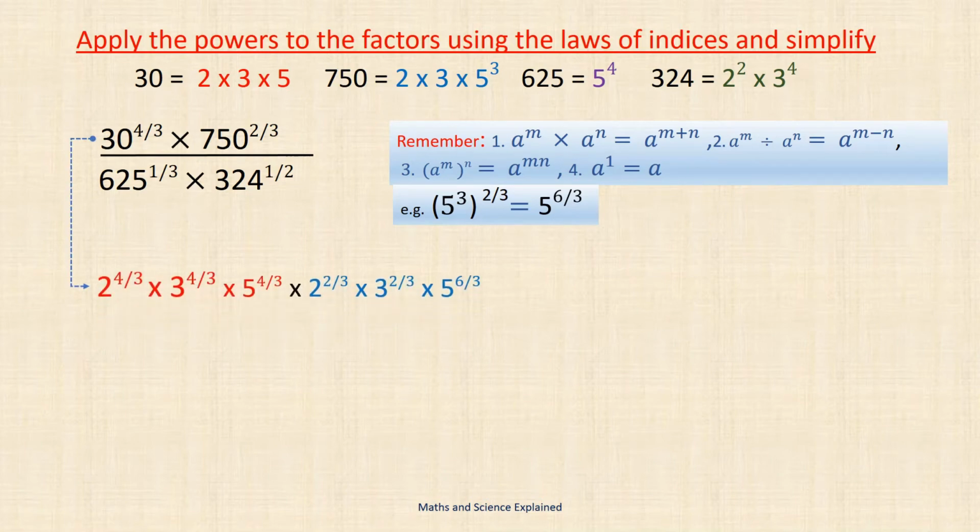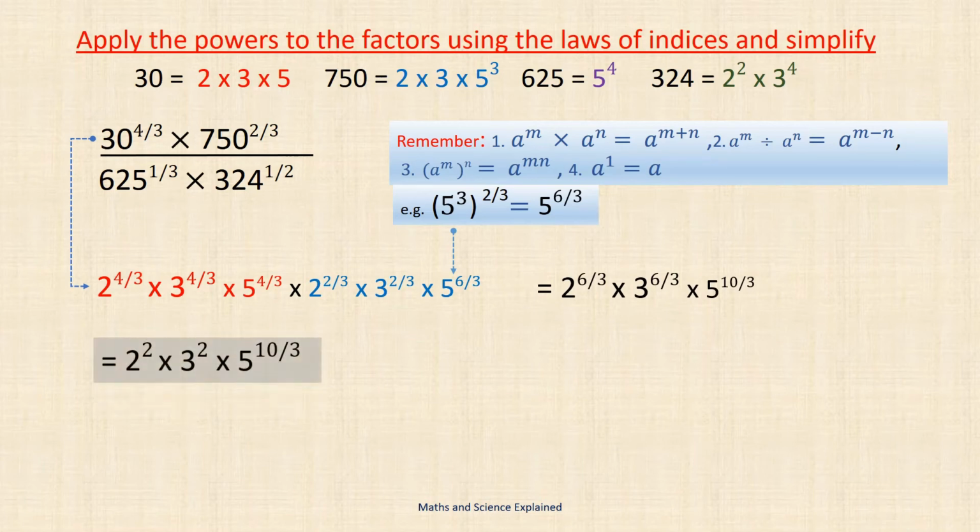By way of explanation, the term 5 to the 6 over 3 simply comes from rule 3, i.e. 5 to the 3 raised to the power 2 over 3, or 3 times 2 over 3, or 6 over 3. As we now have to multiply all the terms, we simply add up the indices of each base to get the expression 2 to the 6 over 3 times 3 to the 6 over 3 times 5 to the 10 over 3. This simply reduces to 2 squared times 3 squared times 5 to the 10 over 3.